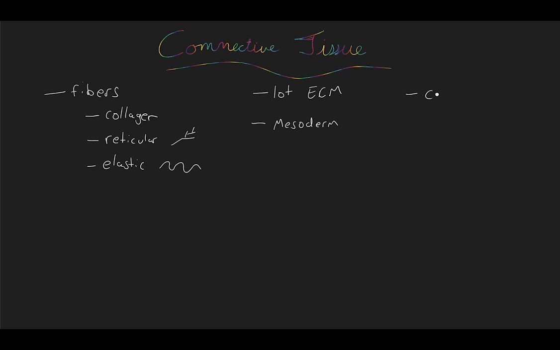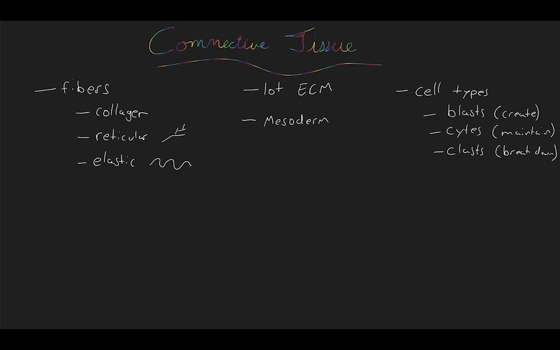And then there are various cell types that we talk about associated with connective tissue. There are what we call blasts, there are cytes, and there are clasts. And they differ based off of how these cells interact with the extracellular matrix. Okay, so your blasts create the extracellular matrix, your cytes maintain the extracellular matrix, and your clasts break down that extracellular matrix.